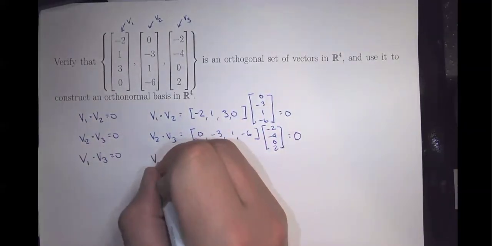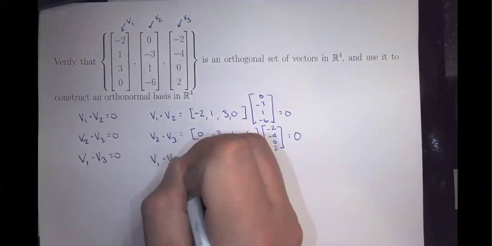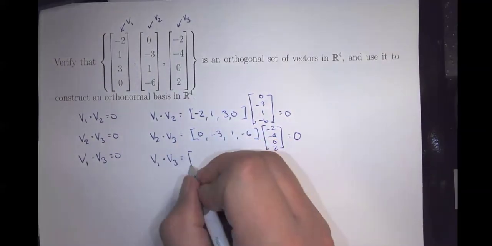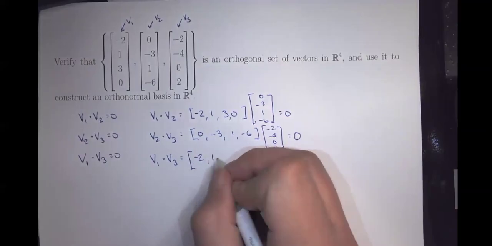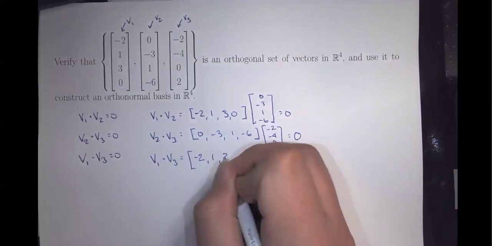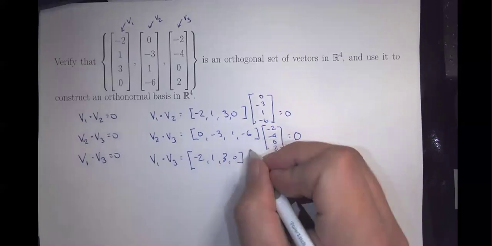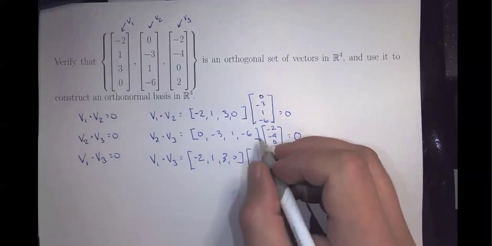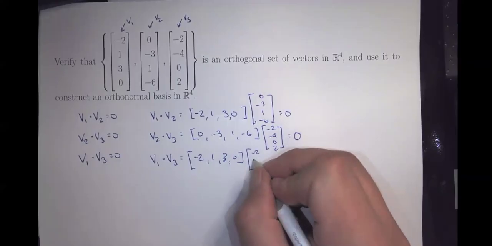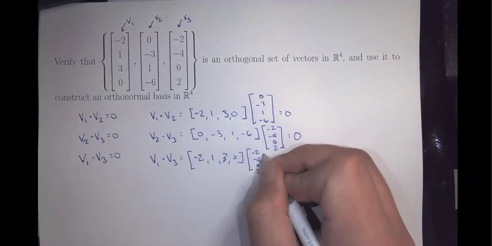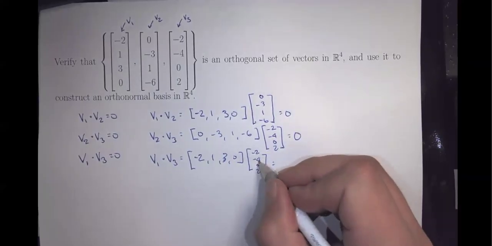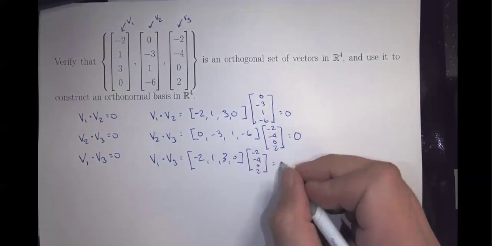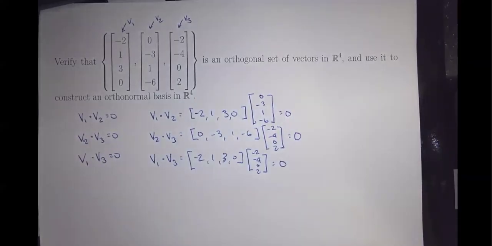And we're going to find the same thing, v1 dotted with v3. Right, we've got (-2, 1, 3, 0) times v3, (-2, -4, 0, 2). So we've got +4 minus 4 is 0, then 0, then 0. So we've got 0. So they're orthogonal.